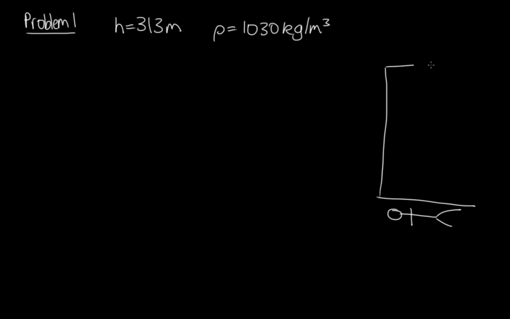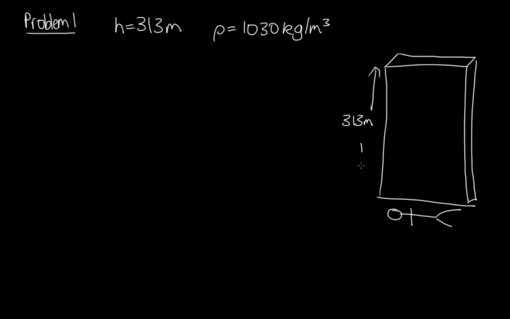So here's our diver down here. Above him, he's got 313 meters of water, and this surface area here is the surface area of the diver. And then this is the top of the water up here. So up here there's 1 atmosphere of pressure, which is equal to 1.01 times 10 to the 5 pascals.